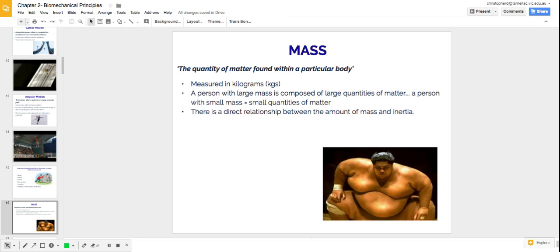Now, if we have a person with a large mass, they're going to be composed of large quantities of matter. And therefore, a person with small mass is going to have small quantities of matter. That last dot point about there being a direct relationship between the amount of mass and inertia, we're going to discuss that a little bit later.